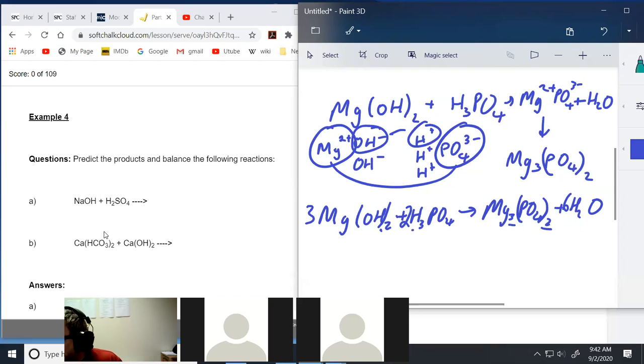But the main thing I want you to be focusing on, at least initially, is how we get that compound that goes with the water. Does anybody have any questions?